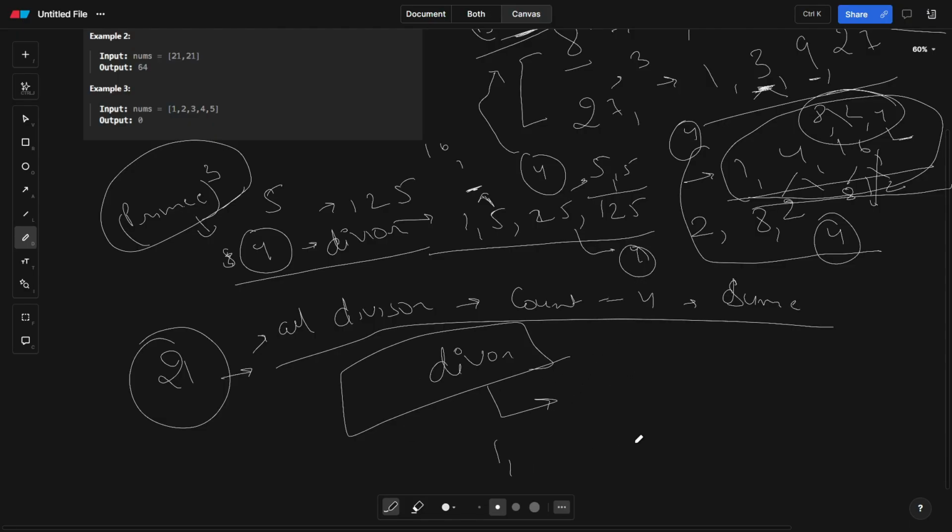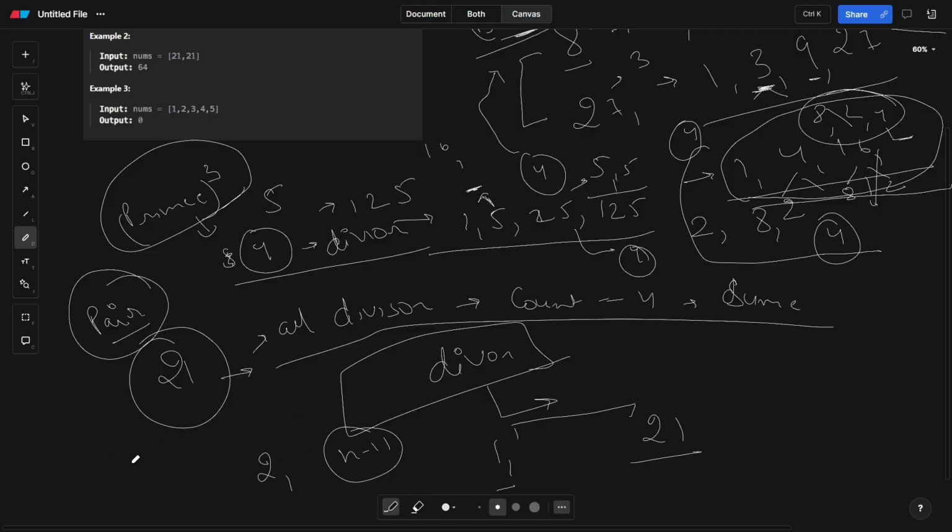I know 1 and 21 will always be there, so I need to care about the numbers between 1 and 21. I can start my number with 2 and end with n minus 1. Now if we have studied maths, we know the divisors always come in pairs, unless it is a square of some number.